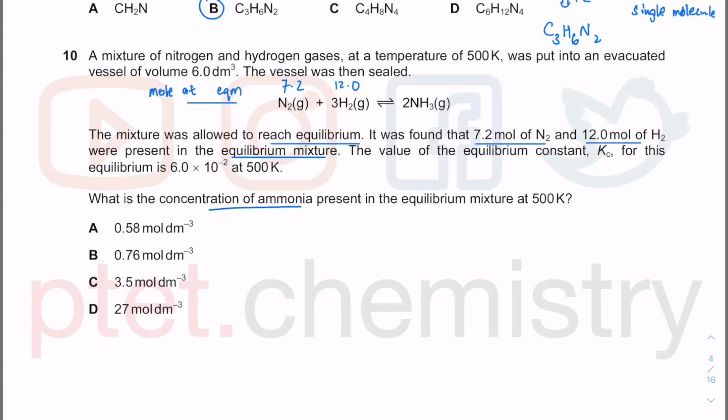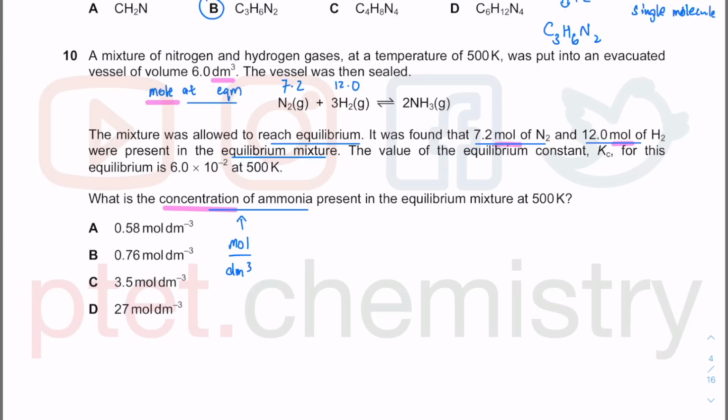You don't know what the concentration of ammonia is, but be careful. This question is asking you on concentration, whereas this information given was mole. These are mole, they are not concentration. Concentration is going to be the number of mole divided by dm cubed. As you could see from the unit, they never lie to you. They deliberately show you mole per dm cubed for concentration.